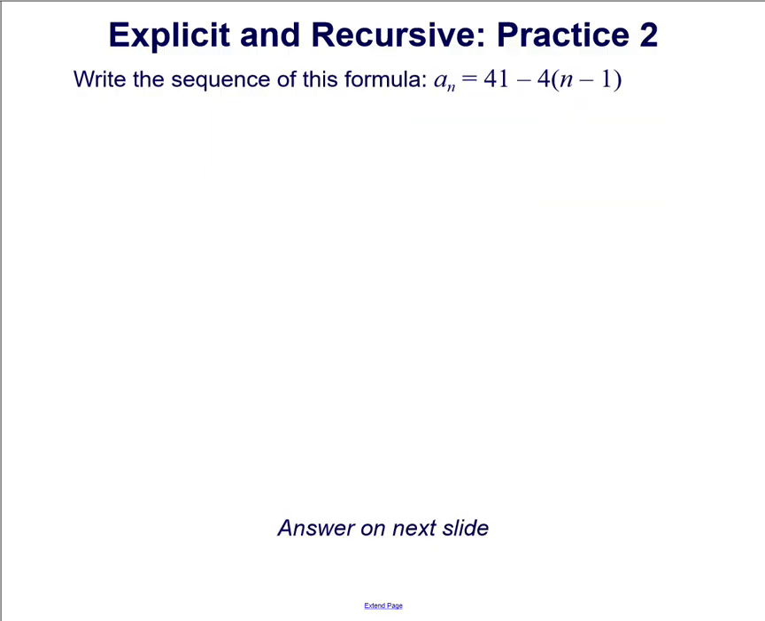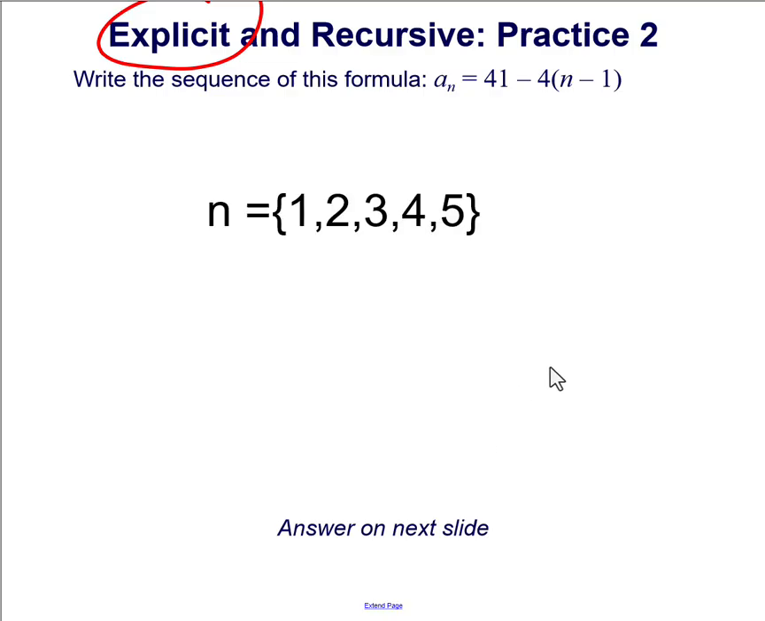Explicit and recursive formula practice number 2. Write the sequence for this formula. A sub n is equal to 41 minus 4 times n minus 1. Now this is an explicit formula, but we're going to practice this by finding the first 5 terms of a sequence. So let n equal 1, and then let n equal 2, let n equal 3, then 4, then 5, and find the first 5 terms of the sequence. Pause the video, do that now, and when you've written the first 5 terms of the sequence, resume watching the video.